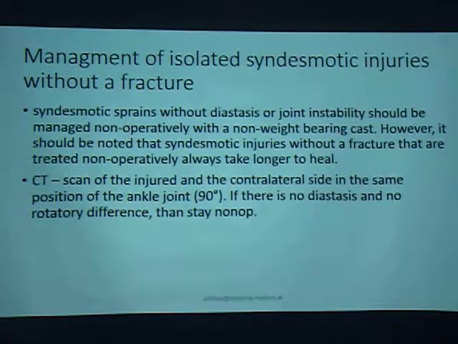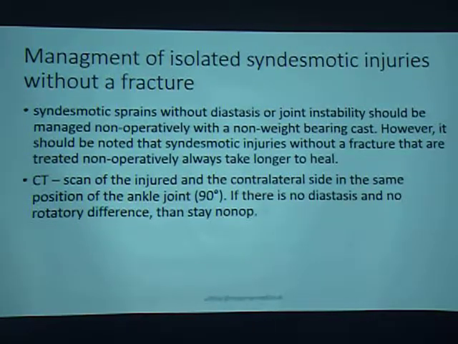The other question is what to do. Do we always have to operate on all of them or not? Which can be treated non-operatively? I think the key for this is the CT scan. If you have a CT scan and you see that the joint is really closed, with no diastasis and no rotatory difference, then you can treat it non-operatively.